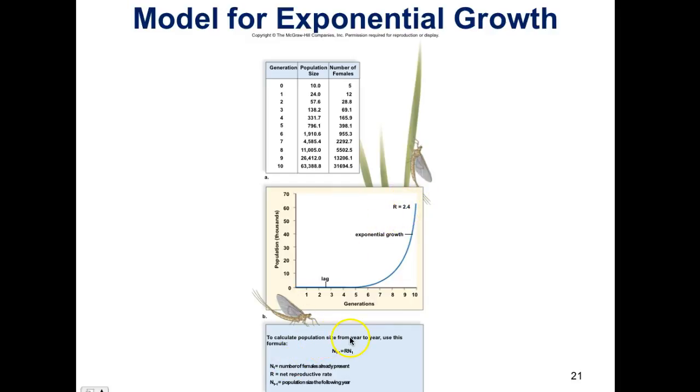So to calculate population size from year to year, you could use this equation, where N2 equals RN1. N itself is the number of females already present, and then you have the net reproductive rate. So in this case, it would be 2.4, and here you'd have the population size the following year. So you could plug in the values from up here and calculate the population size for each generation.